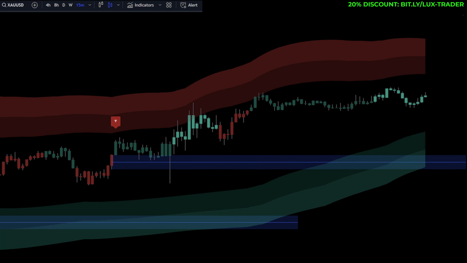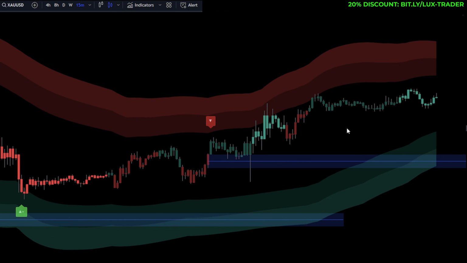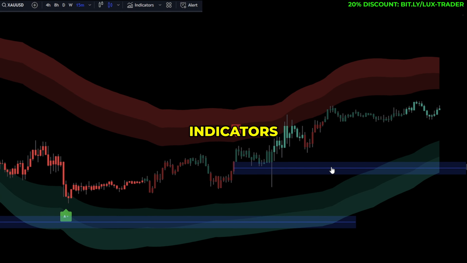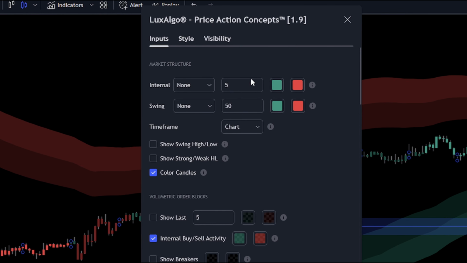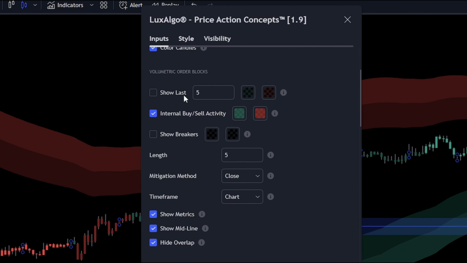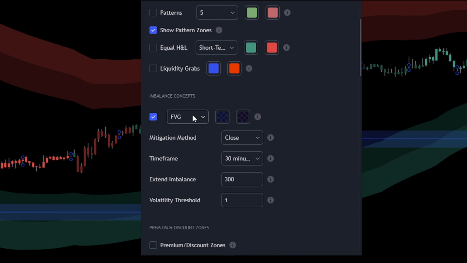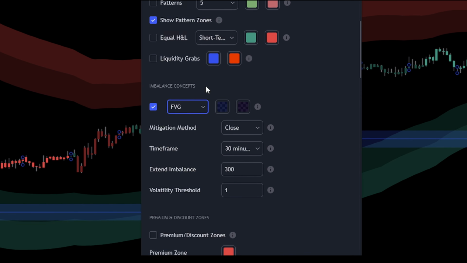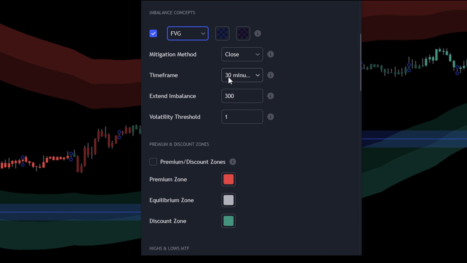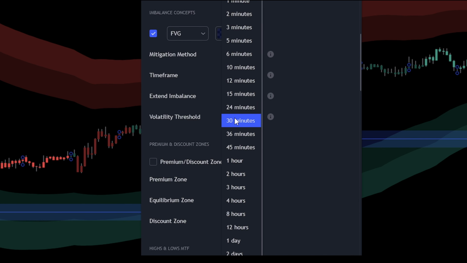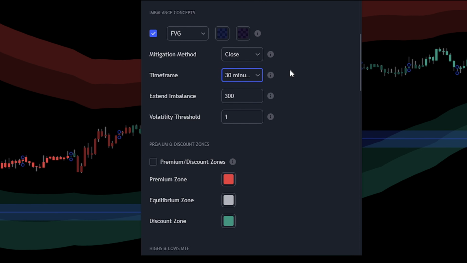Now, before I show you the specific strategy for today's video, let's first customize our indicators, and let's start with the Price Action Concepts by double-clicking on it. First, you want to disable the market structure labels as well as the volumetric order blocks. And now you want to scroll down to the imbalance concepts section and enable the fair value gaps. For the time frame, you want to use a 2 to 4 times higher value. I am going to use the 30 minutes time frame as I am on the 15 minutes chart.